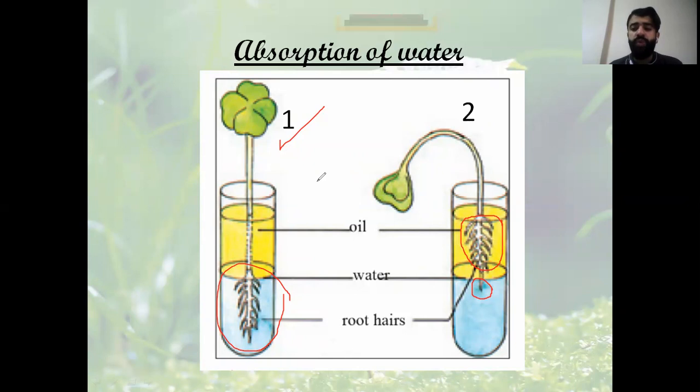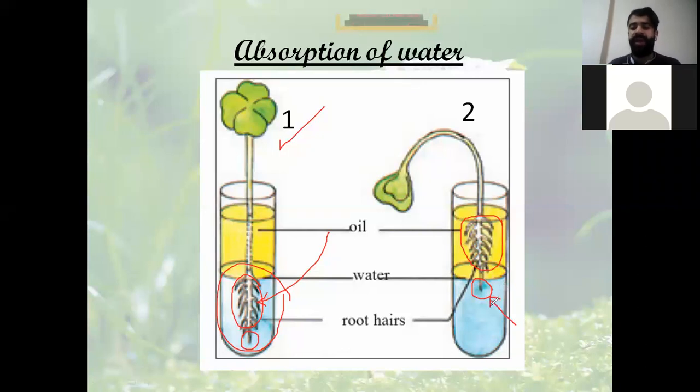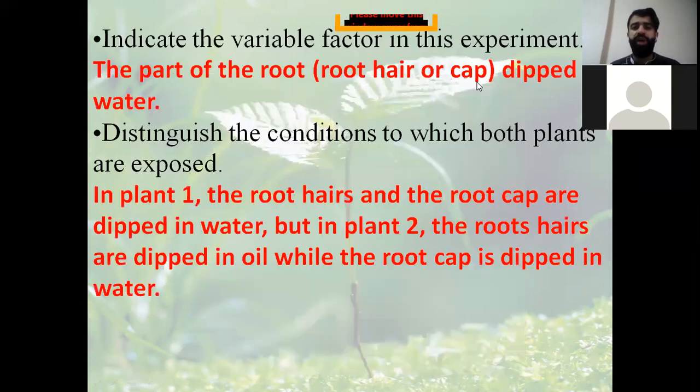From this experiment, we deduced that the structure responsible for the water absorption is the root hair and not the root cap. Why? Because here when the root hair and the root cap, both of them, are in water, the plant lives normally, it develops normally, it has normal growth. Whereas in plant 2, where the root hairs are in oil and the root cap in water, the plant dies. This means that it's not the root cap that is responsible for the water absorption, it's the root hair. So the root hairs are responsible.